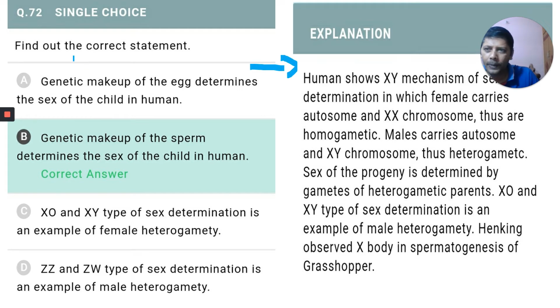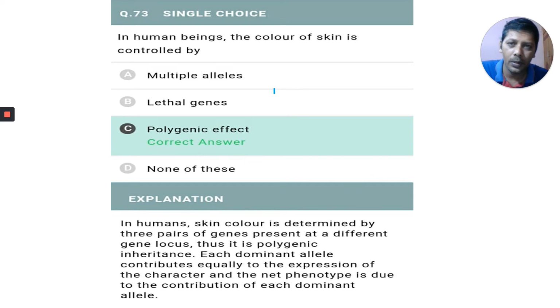Find out the correct combination. The genetic makeup of the sperm determines the sex of the child in humans. I think you do not need much explanation about this one.